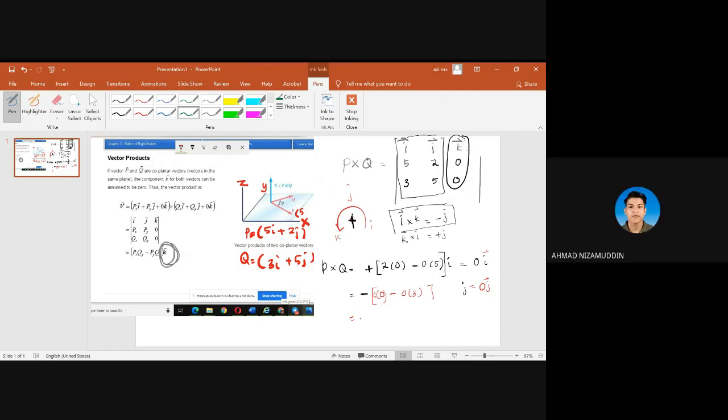Positive. Okay, so this one. This is 5. Cross, 5 multiplied with 5.